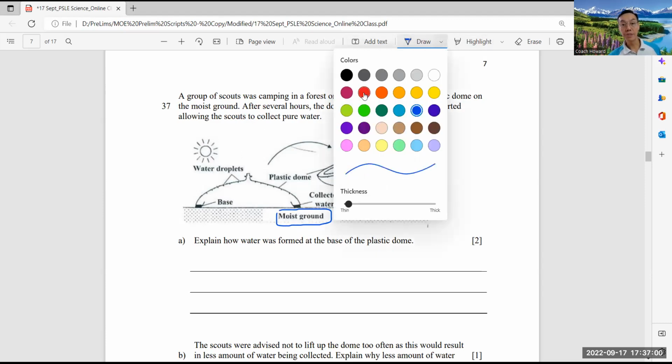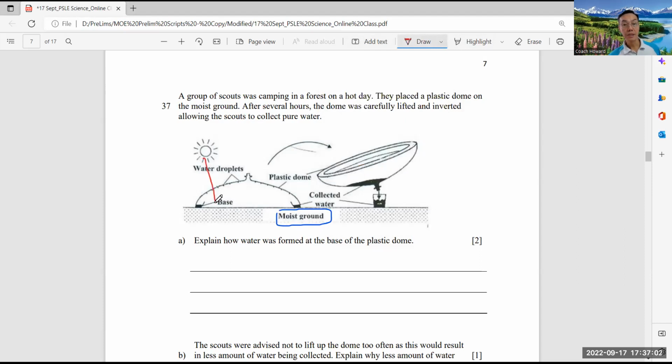So the sun produces heat energy. It heats up the soil. So the water in the ground gains heat and evaporates. So you can annotate this way. It gains heat and evaporates, and then the water vapor loses heat on the cooler inner surface of the plastic dome.